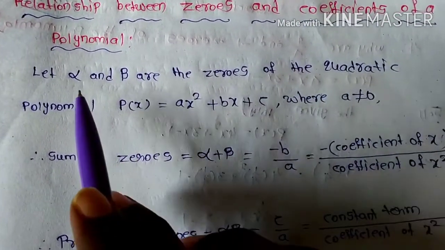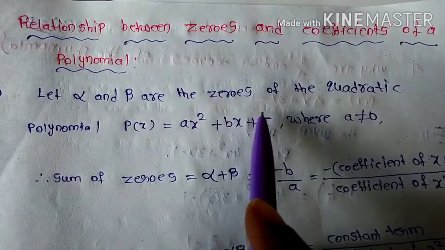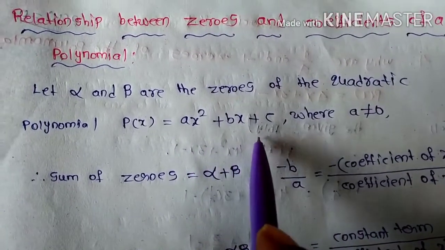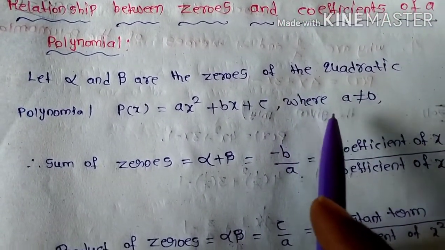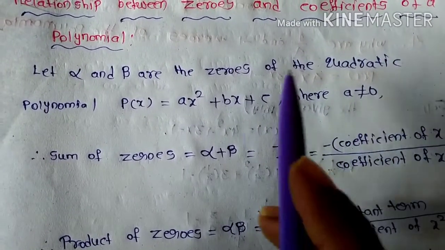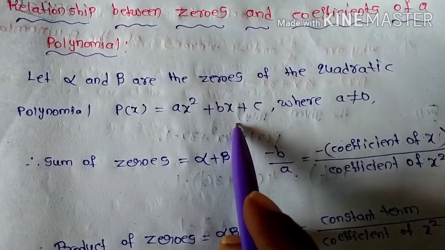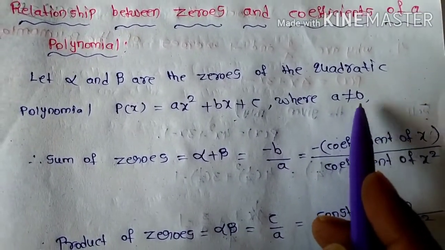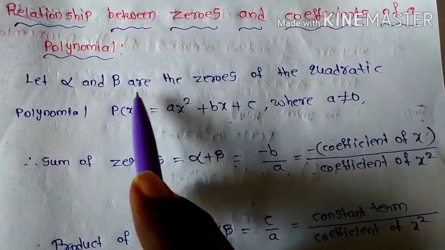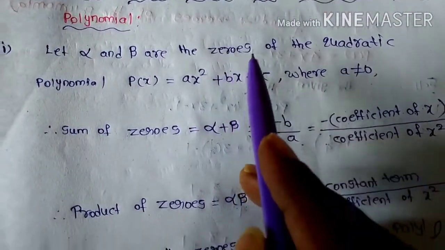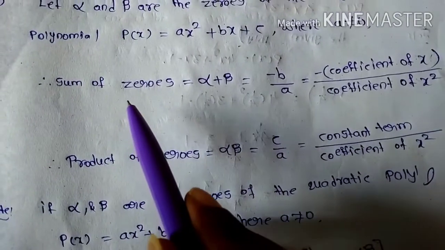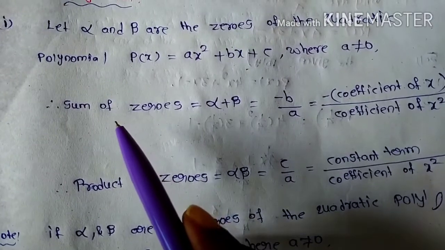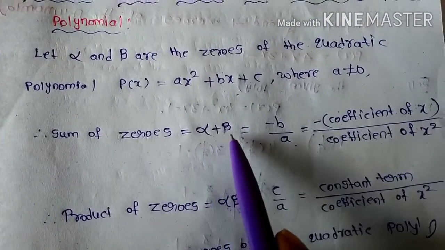So I am taking here, let alpha and beta be the zeros of the quadratic polynomial p of x is equal to ax square plus bx plus c. Here remember where a is not equal to 0. If a is equal to 0, this is a linear polynomial. Yes or no? So remember here where a is not equal to 0. Just remember here alpha and beta are zeros of the quadratic polynomial. Then see, we need to find here sum of the zeros. In your exam they will ask you to find the sum of zeros. Then you can write here sum of zeros is equal to alpha plus beta.